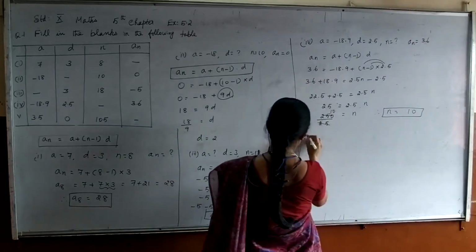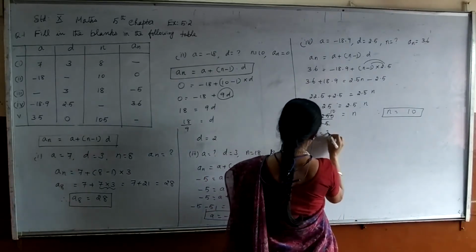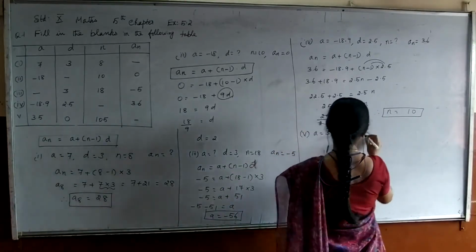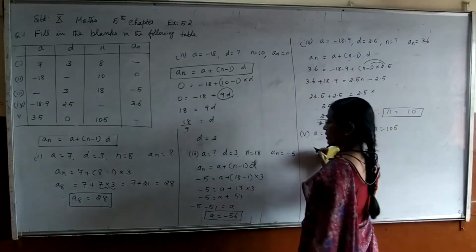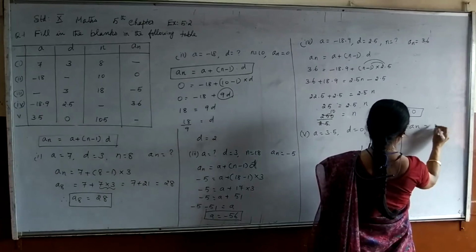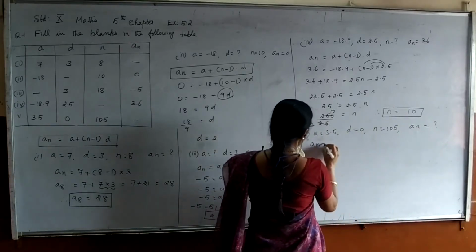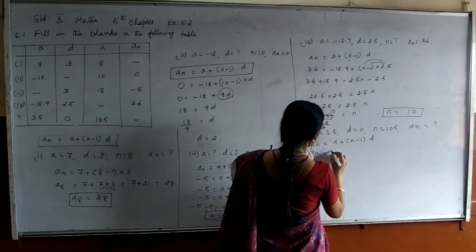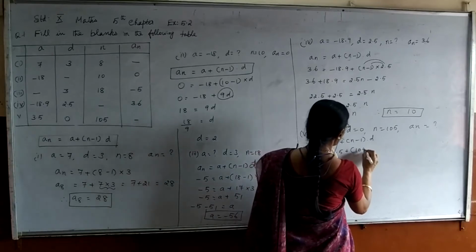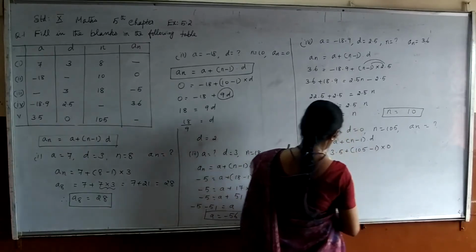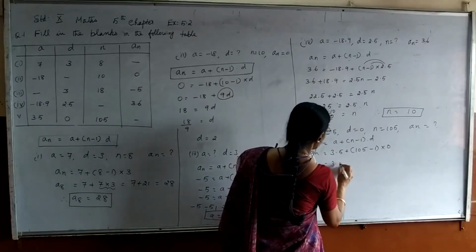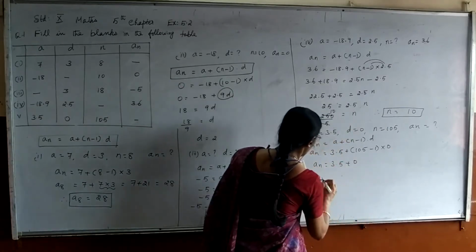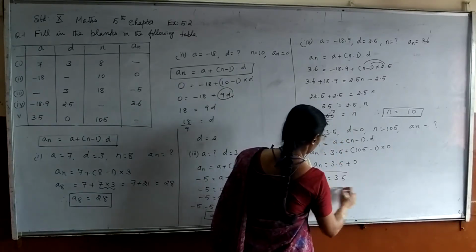Fifth sum is A is 3.5, D is 0, N is 105. The question is to find out An. An equal to A plus n minus 1 into D. An is asked here. A is 3.5, N is given 105, minus 1, D is 0 here. So An equal to 3.5. Anything into 0 becomes 0. Therefore, An is equal to 3.5.